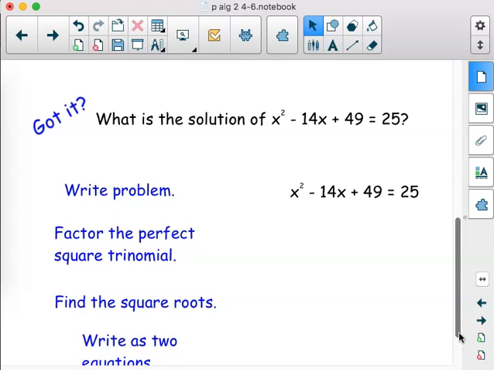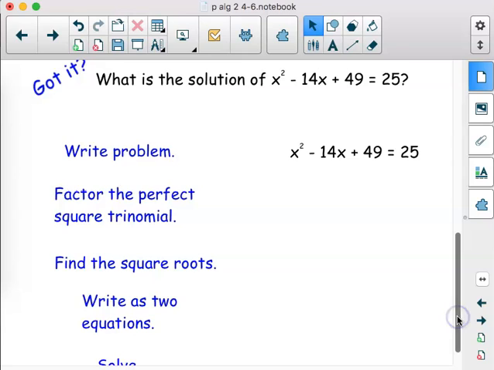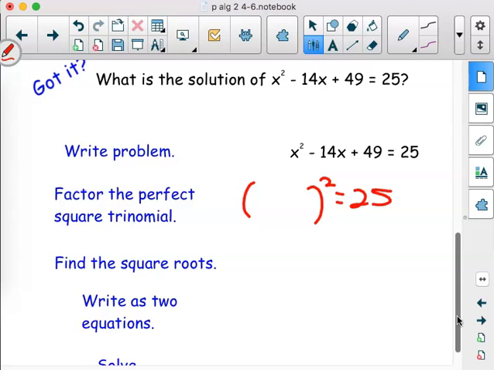So this says, what is the solution of x squared minus 14x plus 49 equals 25? Now, I want you to factor the left side, please. And when you're feeling confident, you can unmute and tell me what you have. X minus 7. Yeah. This is x squared. This is 7 squared. 7 times x doubled is 14x, and it has a minus in the middle.